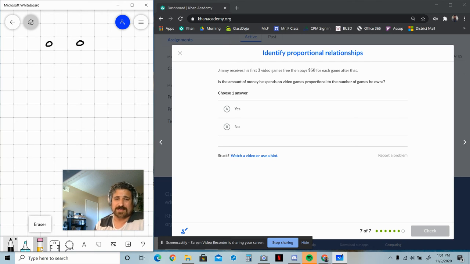Fine. Assuming this is the only place you buy games, which is not even really what it's saying, because it says all the games he owns. Maybe he bought games other places that are even outside the story. This is not a great question, but definitely not proportional. I'll explain why. So 0 games cost him $0, right? Okay, that's a good start, 0, 0, right?